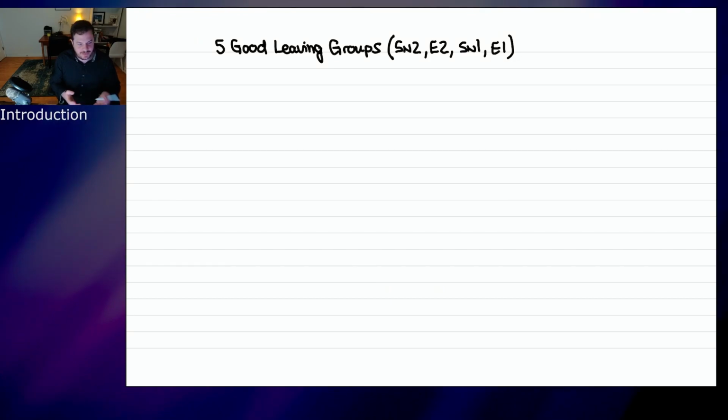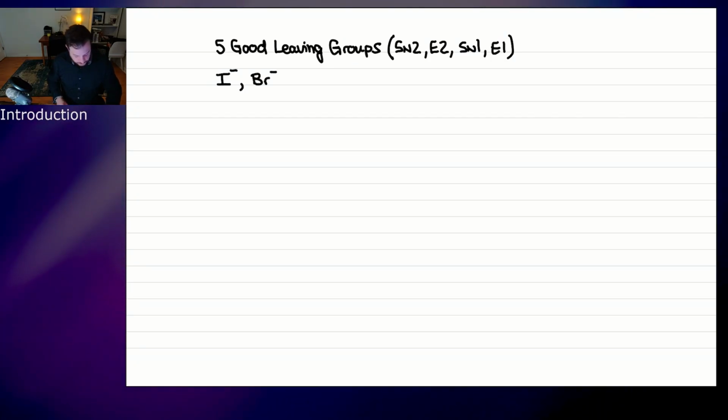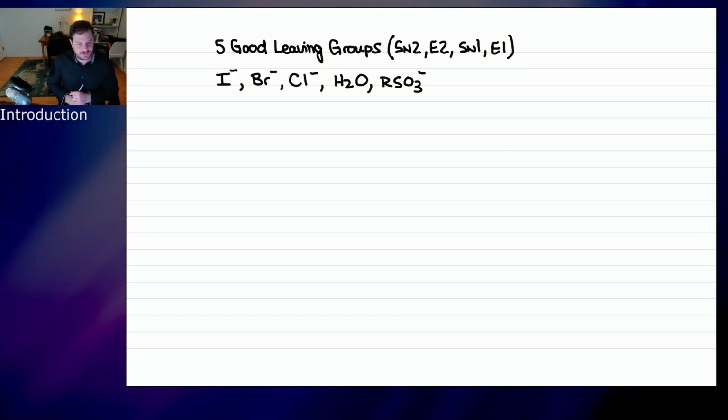But when I'm talking about the 5 good leaving groups, what I'm referring to is that each one of these reactions is going to require a molecule that is attached to one of these 5 good leaving groups, and they are iodine, bromine, chlorine, water, or sulfonate. Those are the 5 good leaving groups. So whenever you're doing one of these reactions, you need to make sure you have one of those leaving groups present.